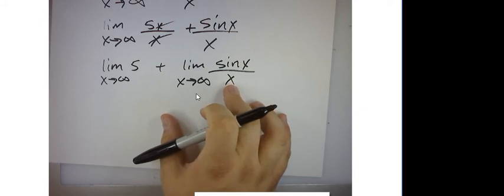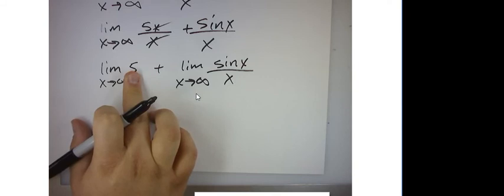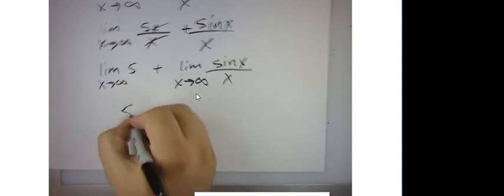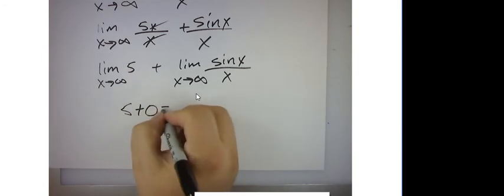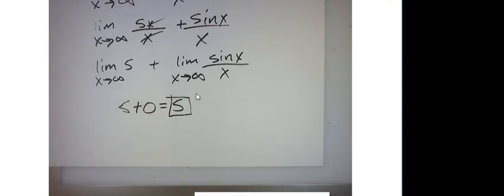And then what's the limit of this as x approaches infinity? Well, there isn't an x at all. So I can't plug anything in, so it's just 5. So we have 5 plus 0 equals 5. That was easy.